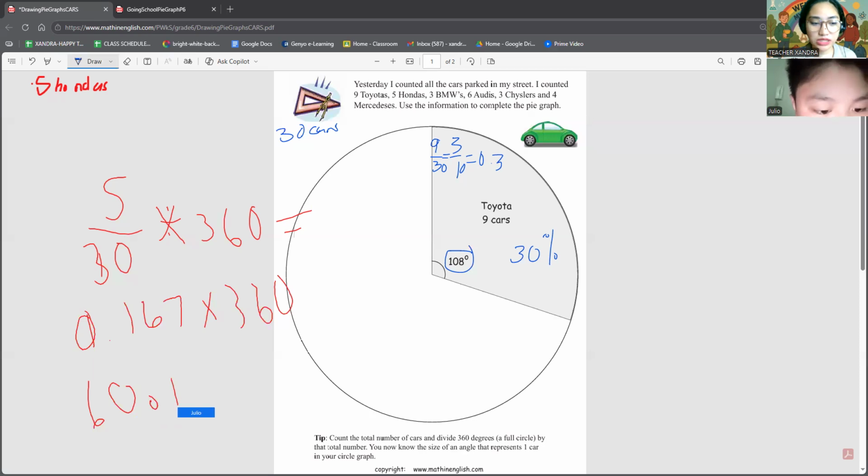Okay, that would be 60.12 or just 60. Okay, 60. Can you try to draw it out? The 60 in your protractor. If this is already 108, where is 60?